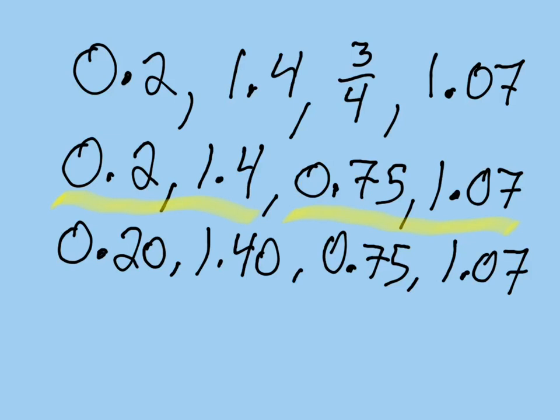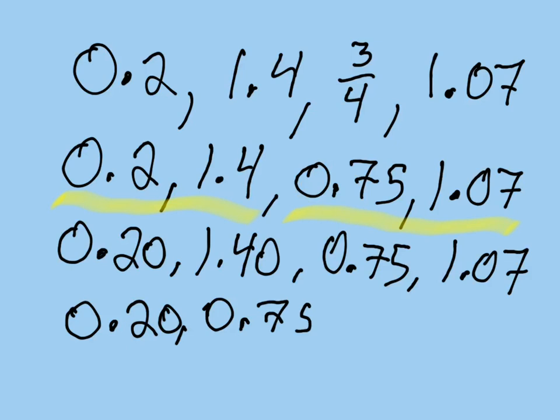And I just look at these, and I can kind of ignore the decimal point to see, oh, well, 20 is the least, 0.20, and then 0.75 is next, and then 1.07 is next, and then 1.4 is next, 1.40.